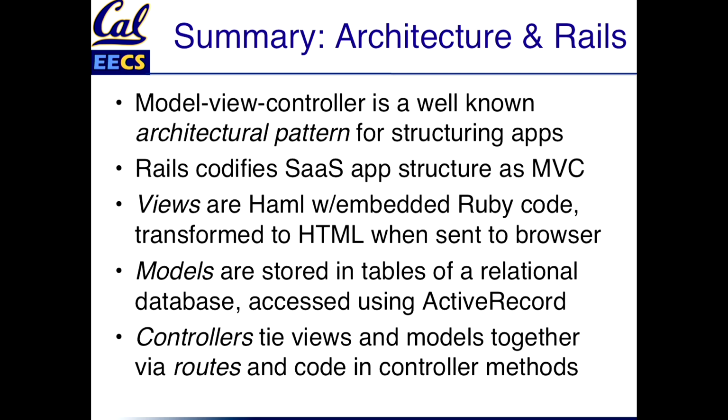And in terms of the way that those components are implemented, views are done with either HAML or embedded Ruby. It's transformed to HTML before the browser sees it. Models are stored in a relational database. And active record gives you a lot of automatic support for mediating between the stored representation of a model in the database and the version that you operate on in Ruby.